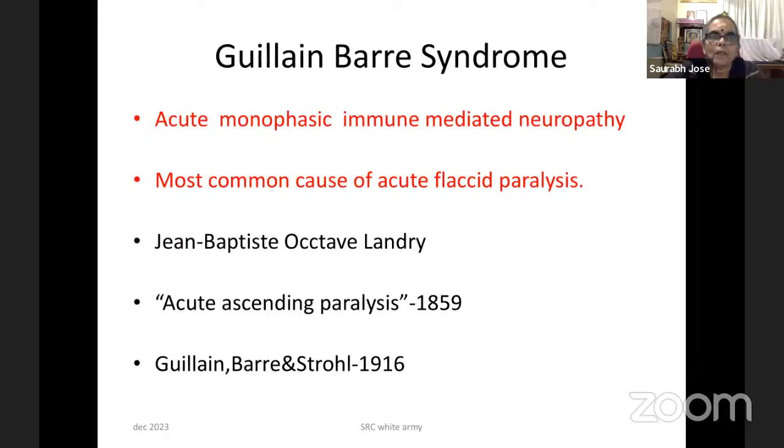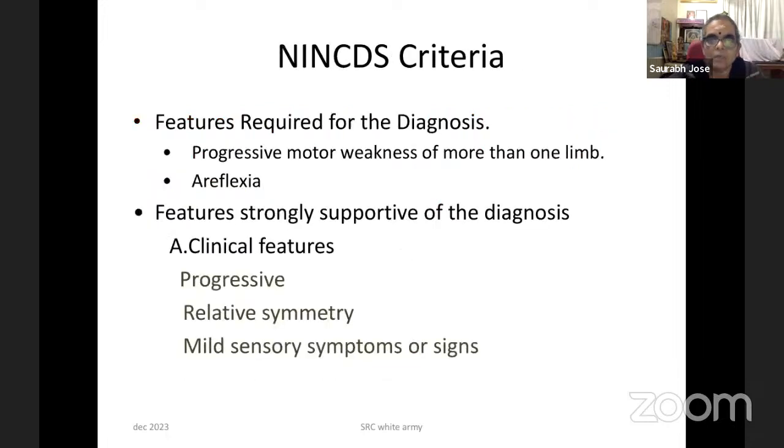So it's an acute monophasic immune-mediated neuropathy, the most common cause of acute flaccid paralysis, and this was described by Landry and Guillain-Barré, and now it is all clubbed into one. You called it ascending when it was Guillain-Barré and descending when it was Landry, but now we don't use those terms. We have clubbed both.